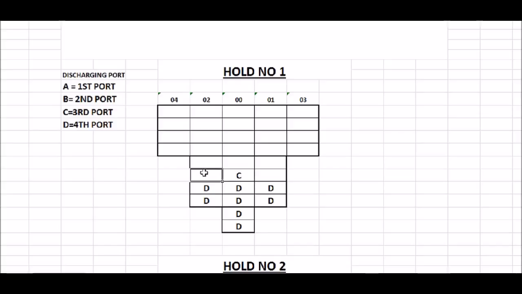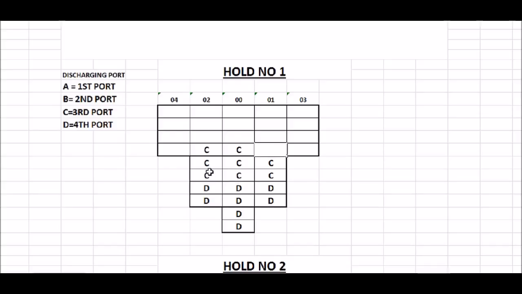Now we will go for C. Then we will go here C. We can go starboard or port anywhere, we have to take care of this. Then here will be C, and here will be C, and here will be C. So this is 9 over here. So we can make it C like this.